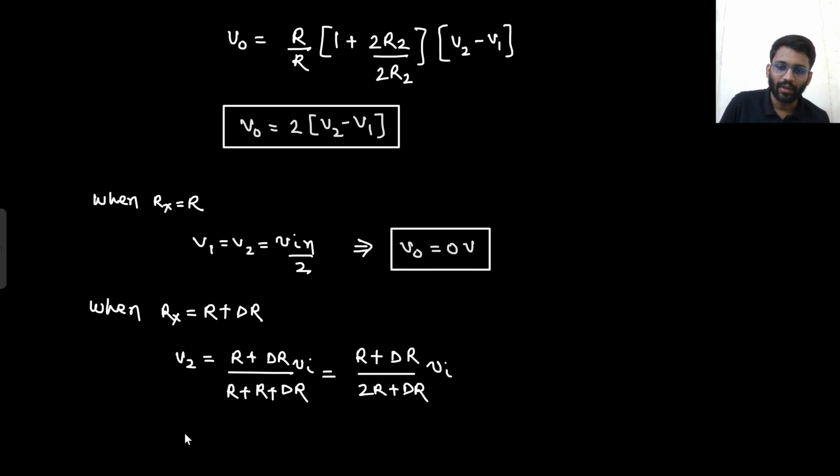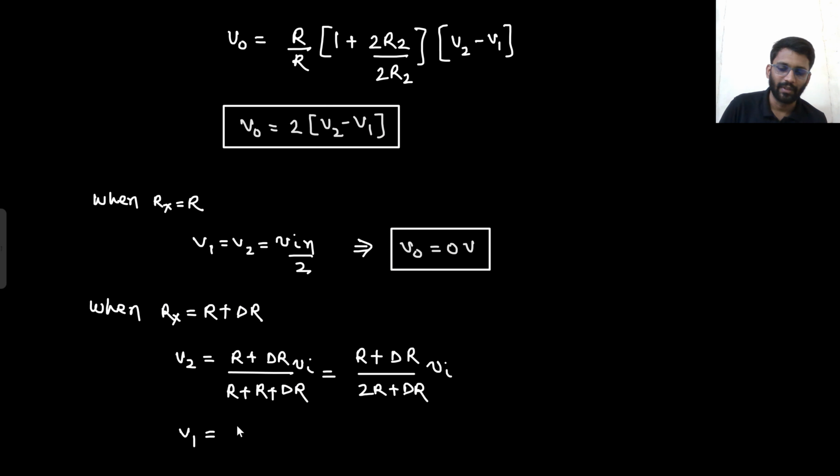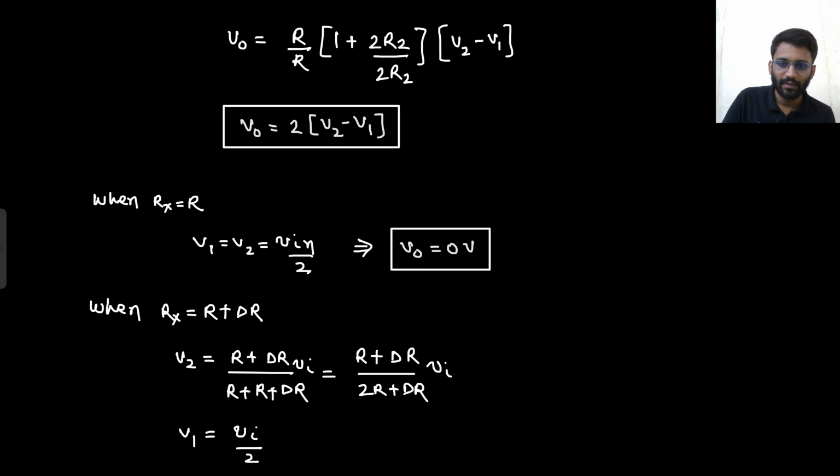So this is your V2 and what will be your V1? V1 will be the same. V1 will be Vn by 2 only, because R and R. So V1 will be Vn by 2. Right? What will be your output voltage now? Output voltage is 2 into (V2 minus V1).